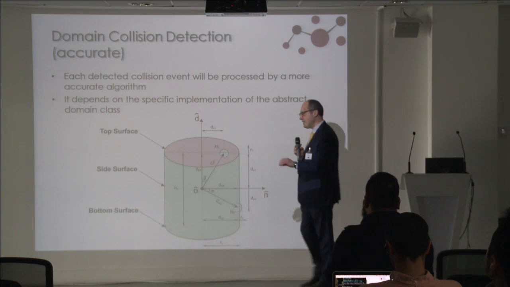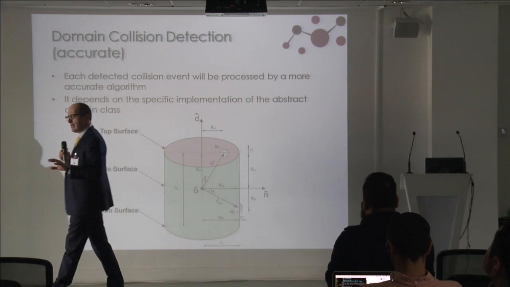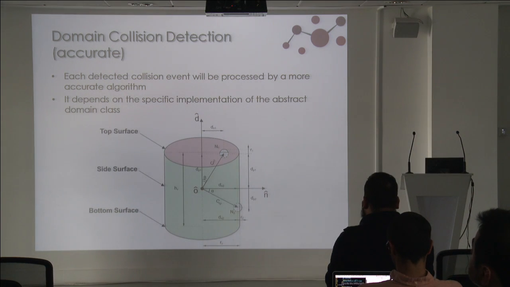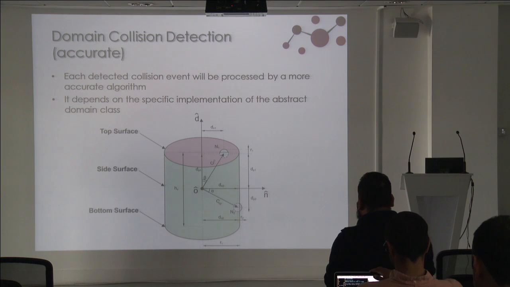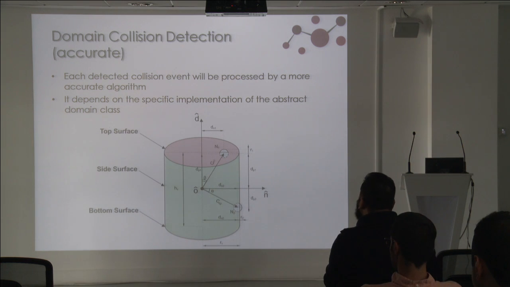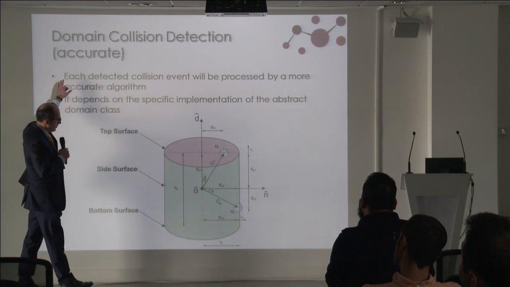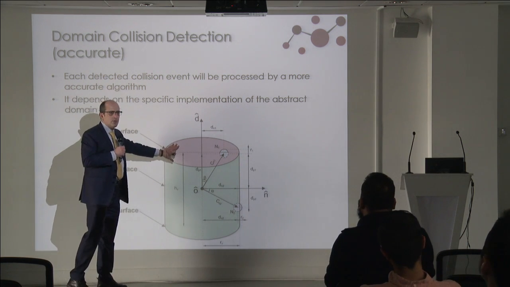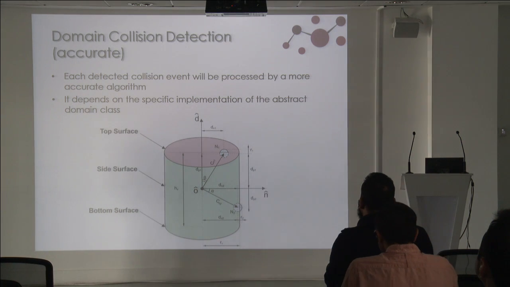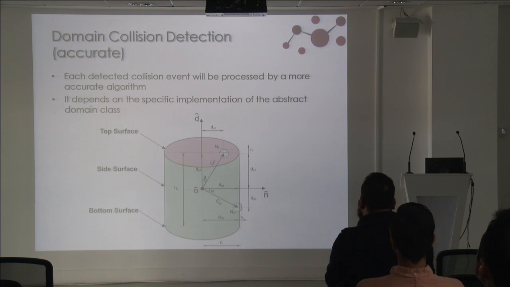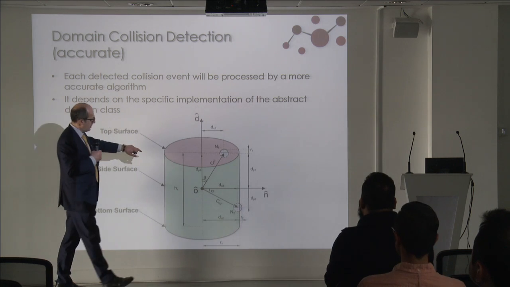Now, once we have collected all the possible pairs of elements that collide with each other, we can refine the collision check. Now the approach clearly depends on the shape of the domains that we are using, because the accurate check of collision is not the same if we consider a cylinder or a sphere or whatever. So I will illustrate the procedure by using a cylindric domain, a cylinder.